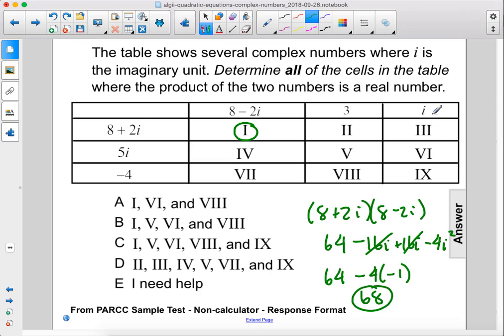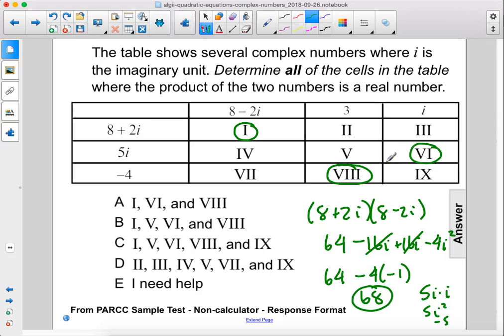5i times i, this will be a real number. 5i times i is going to be 5i squared, which is negative 5. So this is a real number here. Negative 4 times 8 minus 2i is not a real number because there's still going to be an 8i in there. Negative 4 times 3 is negative 12. That's a real number. Negative 4 times i is negative 4i.